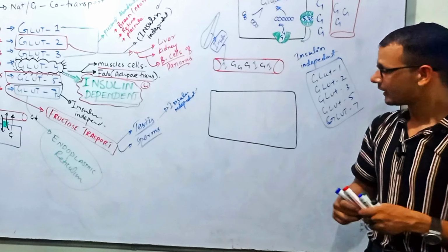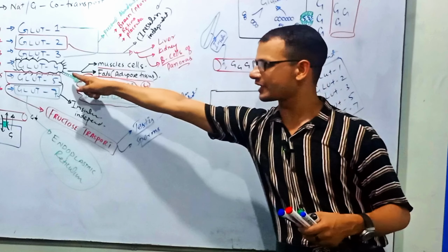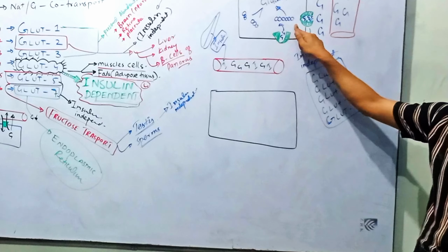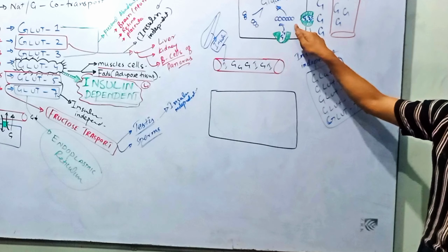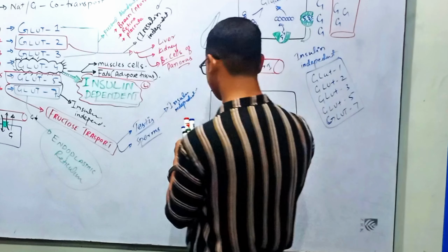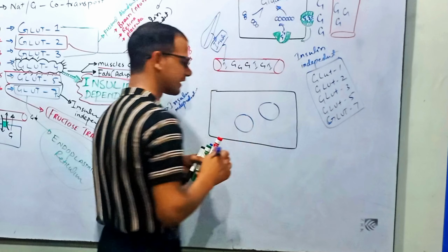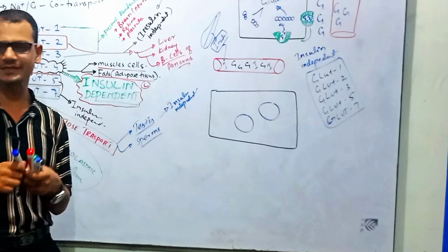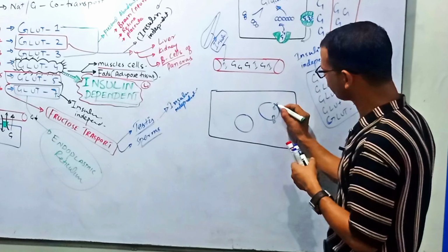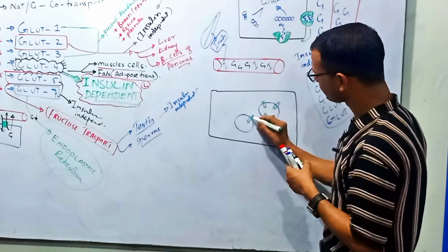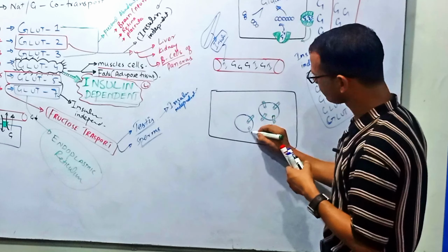Right, here the GLUT4 transporters, which are insulin dependent, are not present on the surface of the cell. These are present inside. For example, naturally there are some vesicles inside the muscle cells and the fat cells, and these vesicles contain some transporters which are called GLUT4 transporters, right?